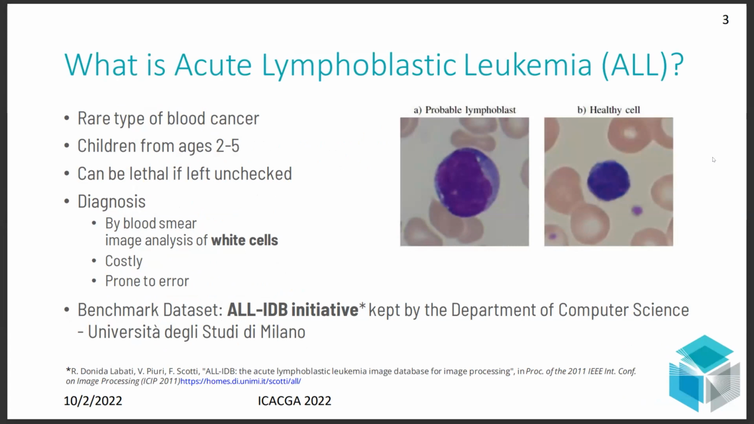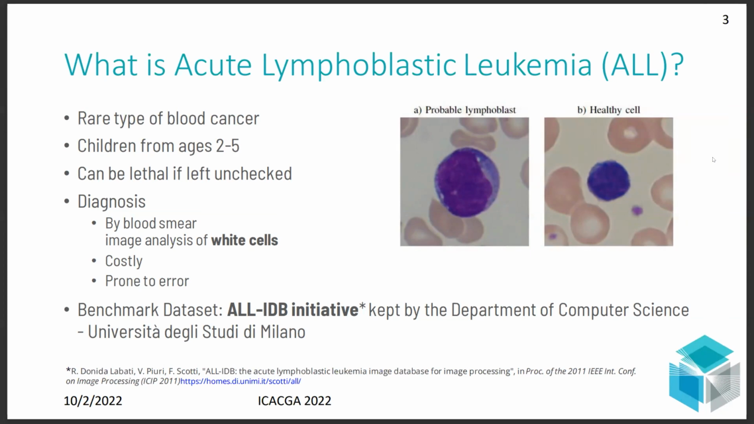So what is acute lymphoblastic leukemia? This is a very rare type of blood cancer that's usually seen in children and can be lethal if it's left unchecked. So obviously there is an appeal here to improve the diagnosis of this kind of cancer. Currently this is done by analyzing an image. And when I say analyzing, I mean there is a person who looks under the microscope to see how those cells look like. It's very costly, obviously, because most of it is done manually and it's prone to error. So what we want to do here is to try to develop a system that could make it automatic.